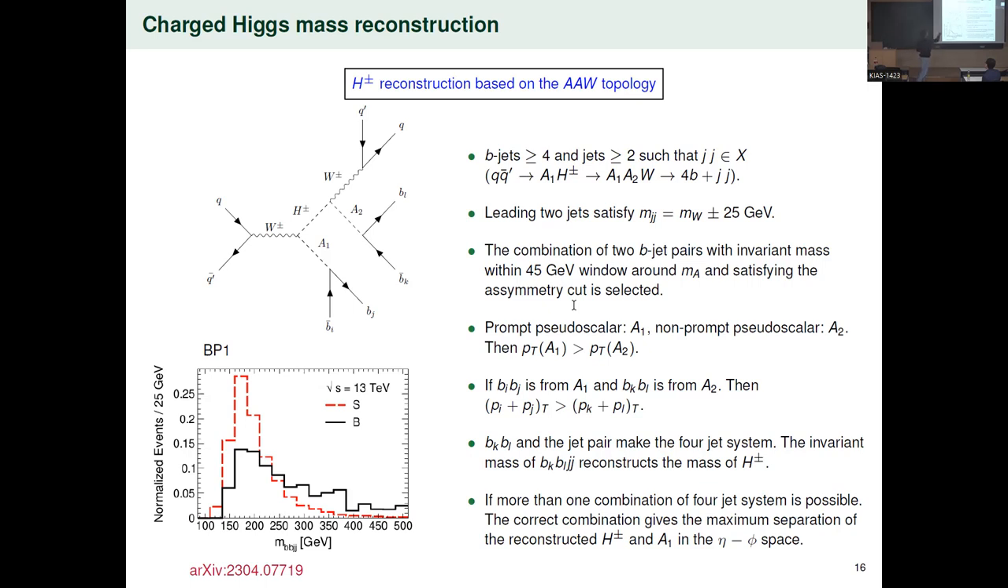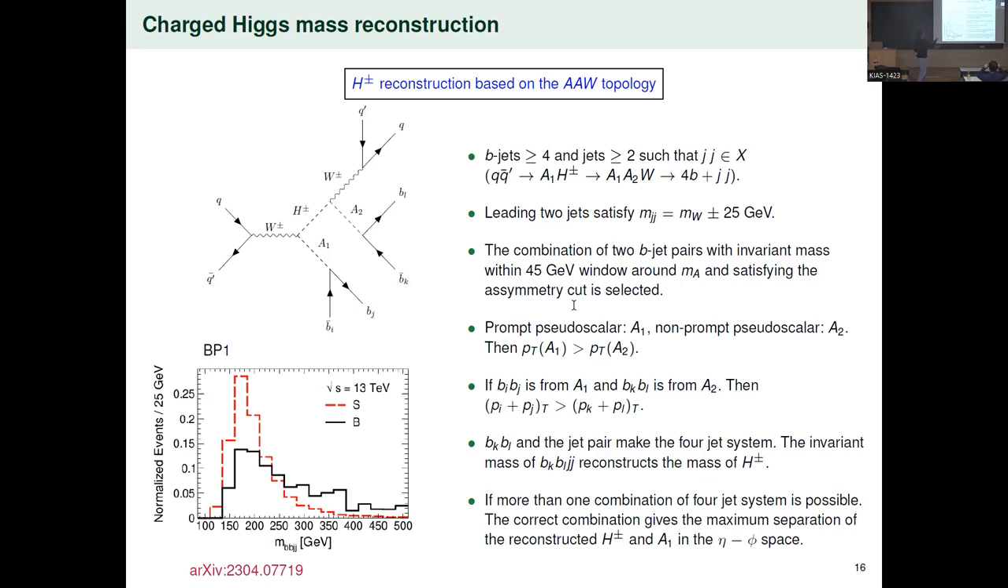This W boson can decay further into quarks to produce two jets. The two jets are actually part of the X, which means inclusive content. So I select two jets and at least four jets to identify this topology. These two jets should satisfy the invariant mass of the W plus or minus 25 GeV. And we make all possible combinations of two BJ pairs, and the correct combination of BJ pairs should have invariant mass within a 45 GeV window around the pseudoscalar, and they should also satisfy the asymmetry cut.